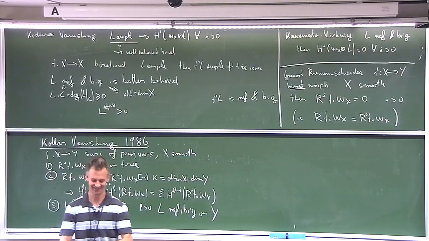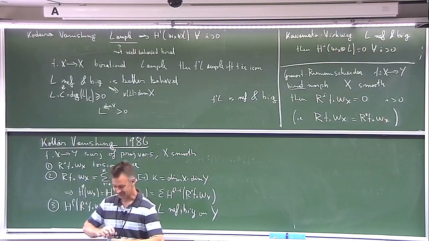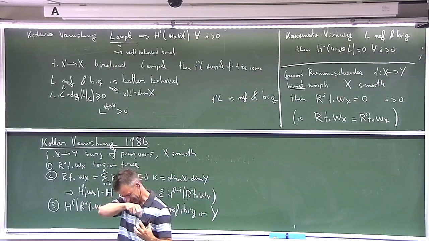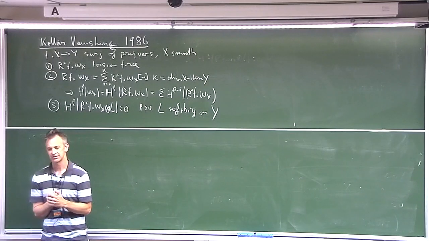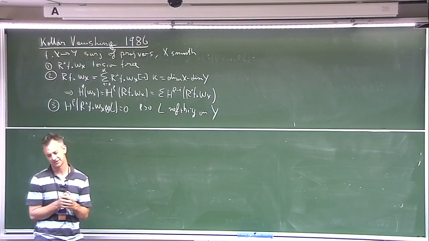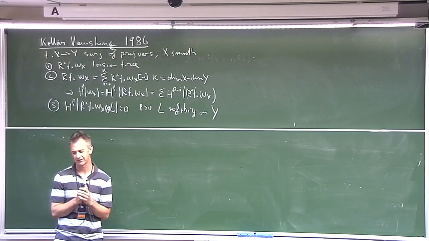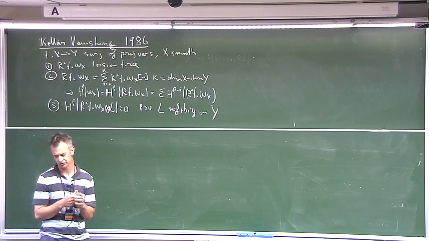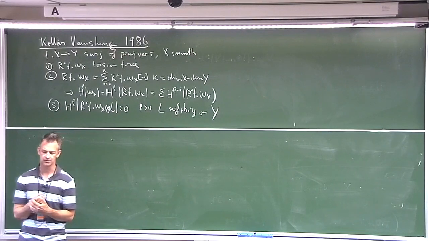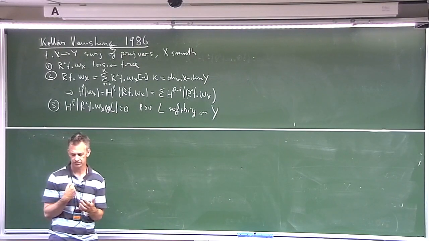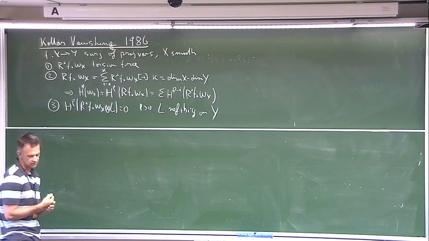If anyone has questions, feel free to ask. Next I'll talk about the generic vanishing theorems of Green and Lazarsfeld and give you a little bit of an idea of how the old school results work. And before I can do that, I need to tell you a few words about topologically trivial line bundles and the Poincaré line bundle. So I'll do that in a second.